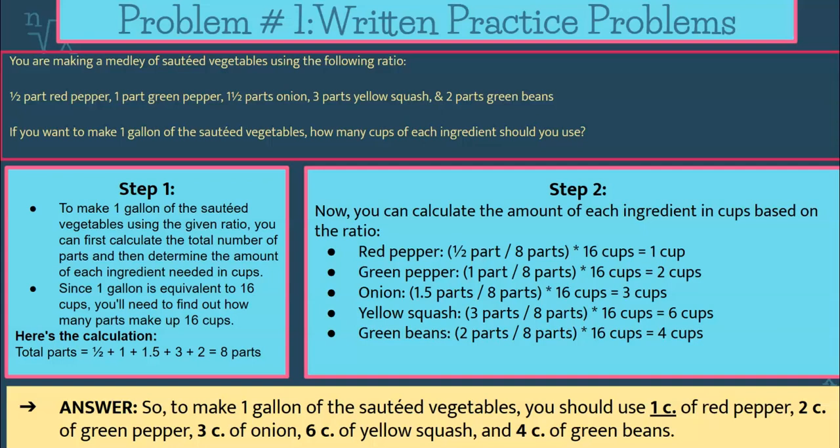So when you do that for red pepper, you get 1 cup. For green pepper, you're going to get 2. For onion, you're going to get 3. For yellow squash, you're going to get 6. And for green beans, you're going to get 4. When you add all those numbers up, the 1, 2, 3, 6, and 4, you are going to end up with a total of 16 cups that your recipe is going to make, which is equivalent to your 1 gallon. So that's how you can double check your work when the amount that's being made is provided. Again, if this doesn't make sense to you, please ask your teacher for clarification.